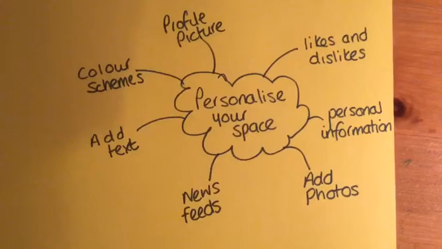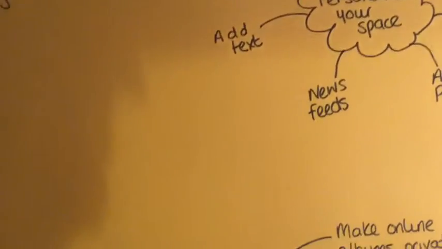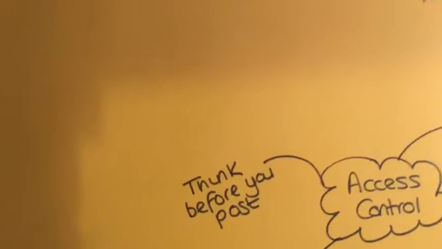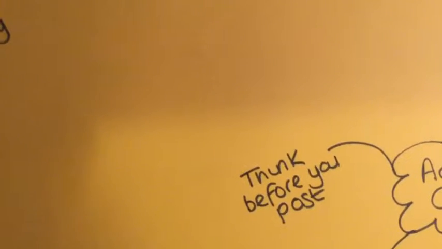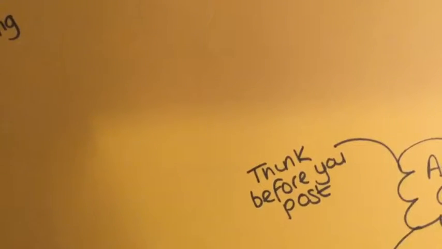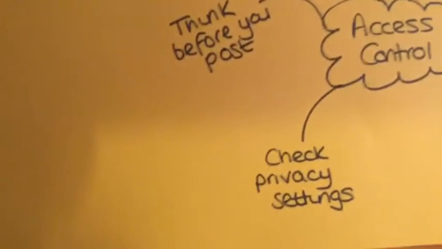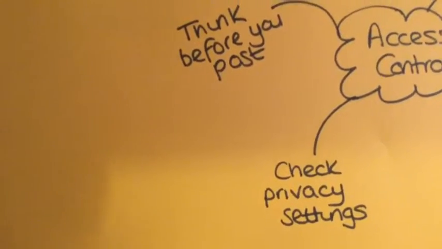When using any of these personal spaces online, you need to consider your access controls, so controlling who can access things on your personal site. So the first rule to really think about is think before you post. Think about what you want people to see. Check your privacy settings. Who can see what you post on your account?